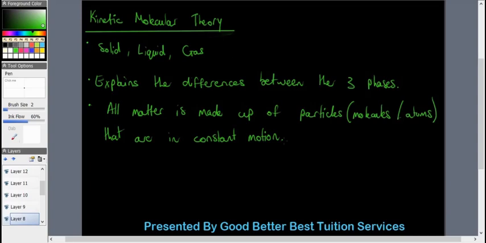We'll start off by having a look at a solid. According to the theory, in solids, particles are very tightly bound. In other words, they are compact. They are tightly bound to one another, and they can only vibrate.